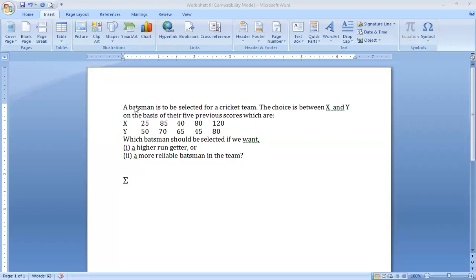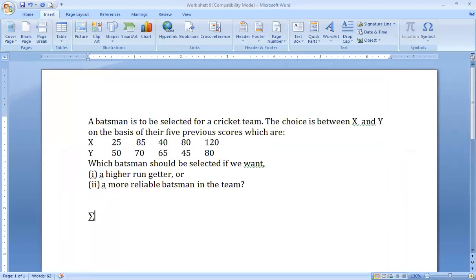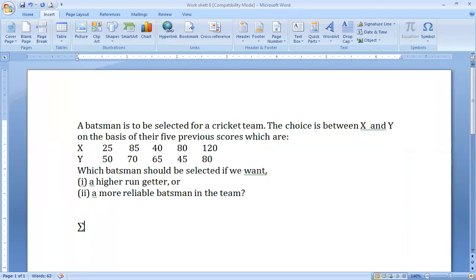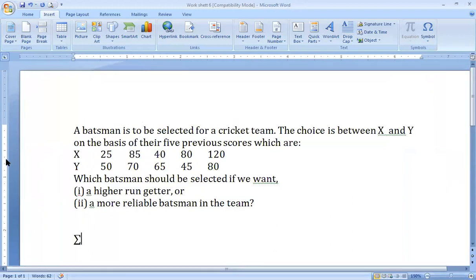So which problem are we going to discuss? This is the problem we are going to discuss now. Is it visible in front of you? Yes, sir. It is quite an interesting problem. A batsman is to be selected for a cricket team. The choice is between X and Y.